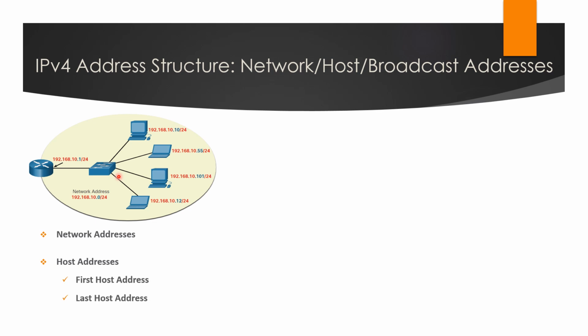We have the first host address and the last host address. The first host address within a network has all 0 bits in the last octet, except for the last bit, which should be 1. So in the last octet, where there are 8 bits, the first 7 bits will be 0 and the last one will be 1. And for the last host, in the host portion of that octet, the first 7 bits will be 1 and the last one, the 8th bit, will be 0. Any addresses between and including these can be assigned to a device on the network.